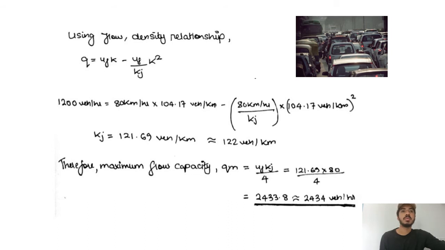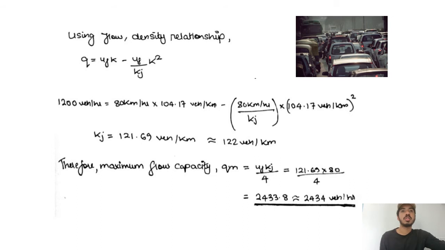Therefore, now the maximum flow capacity before the user transfer can be calculated as Qm is equal to UF multiplied by Kj divided by 4, which is 121.69, which is the Kj, multiplied by UF, which is 80, divided by 4. So the total value will be 2433.8, which can be rounded off to 2434 vehicles per hour. So this is the maximum flow capacity before the user transfer takes place.